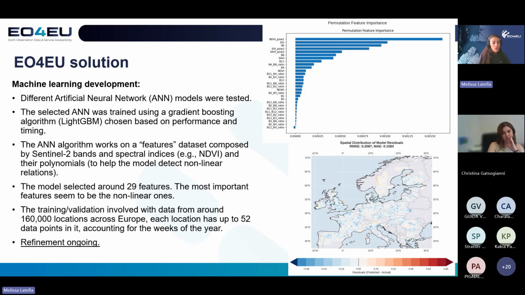And in total, we used more than 160,000 locations across Europe based on the Lucas datasets. And for each location, we created 52 samples accounting for each week of the year. So this is a huge work, and the refinements are still ongoing.